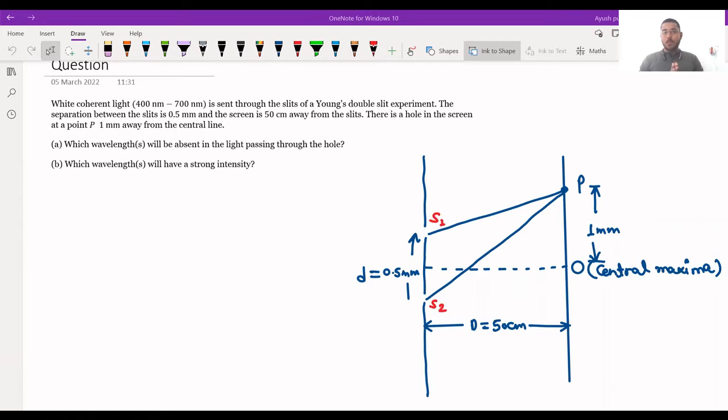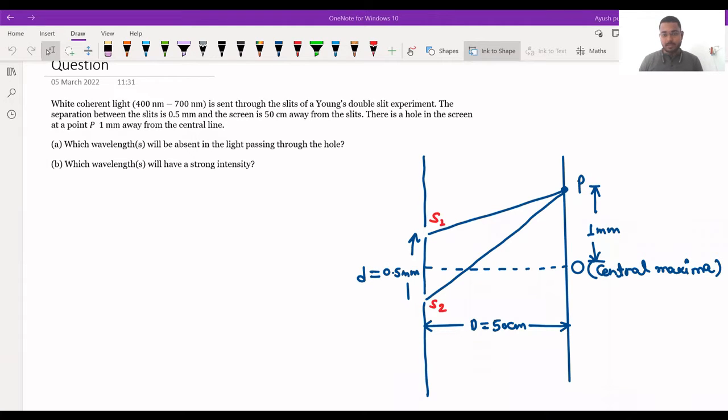So the question is: white coherent light of 400 nanometer to 700 nanometer is sent through a slit of Young's double slit experiment. The separation between the slits is 0.5 mm and the screen is 50 centimeter away from the slits. There is a hole in the screen at point P, 1 mm away from the center line.